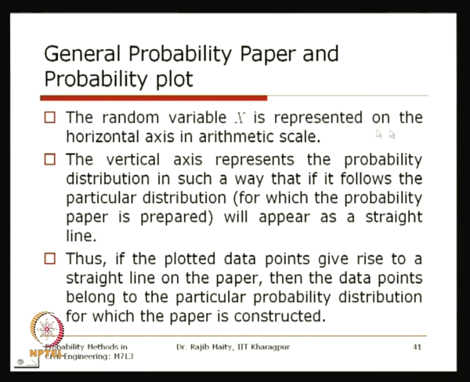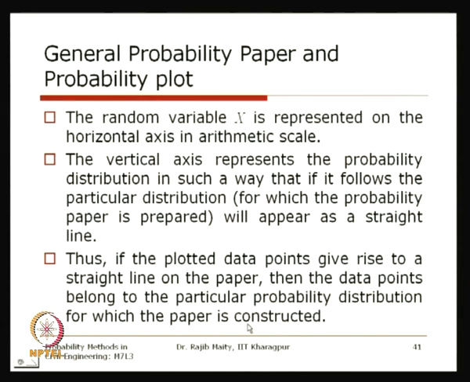Now the general probability paper and the probability plot: the random variable x is represented on the horizontal axis in the arithmetic scale. The vertical axis represents the probability distribution in such a way that if the data follows a particular distribution for which the probability paper is prepared, whether normal, gamma or exponential, then it appears on that paper as a straight line, and we can say that it is following that particular distribution. Thus, if the plotted data points give rise to a straight line on the paper, then the data points belong to the particular probability distribution for which the paper is constructed.